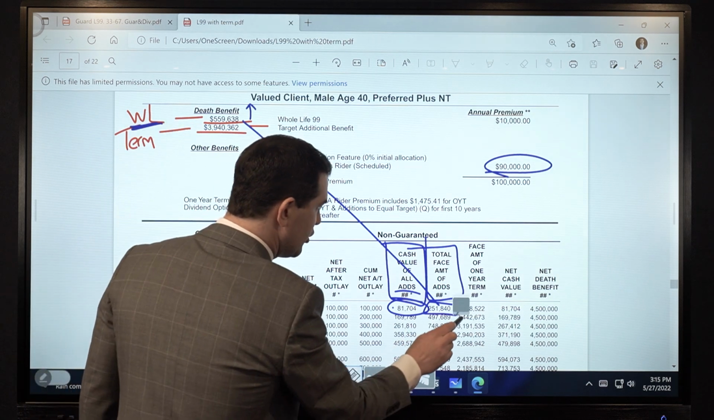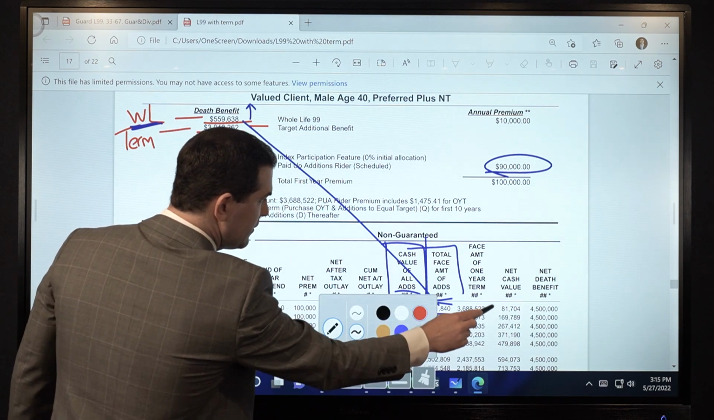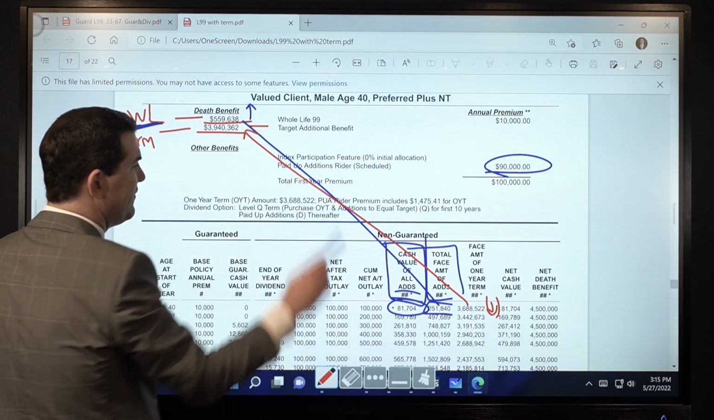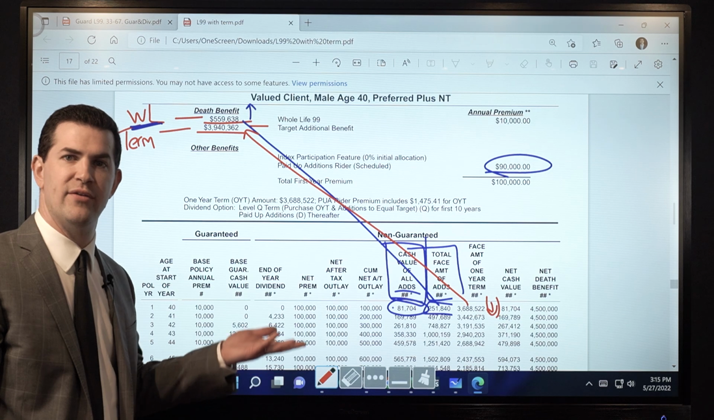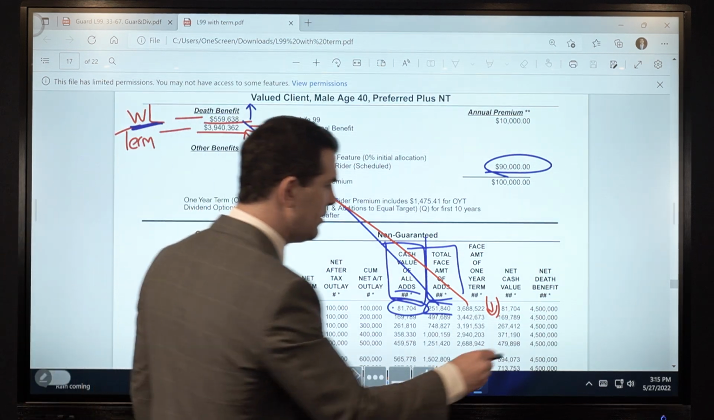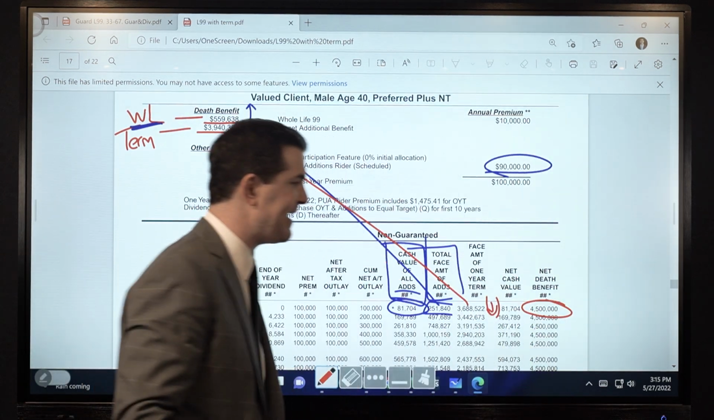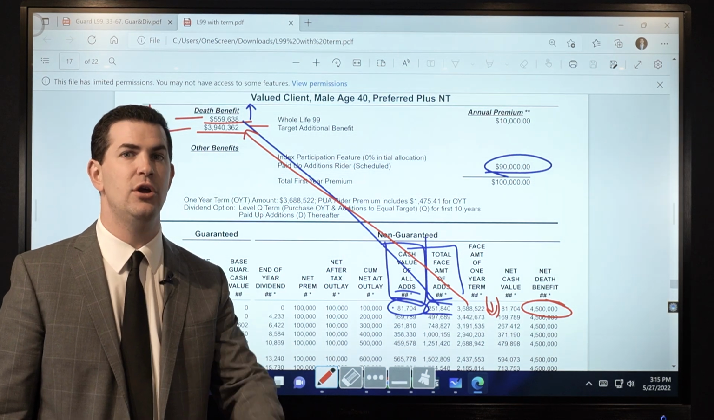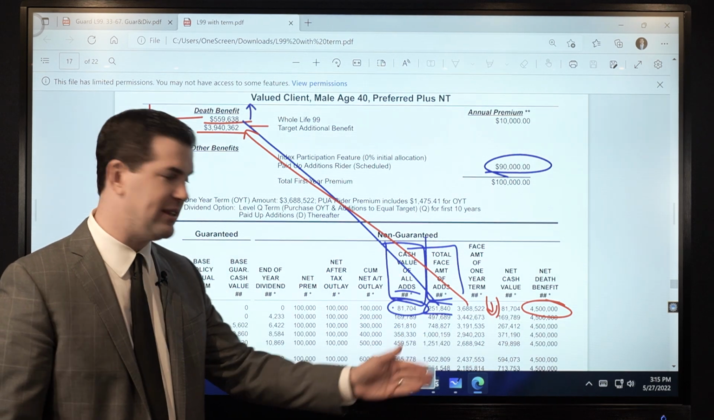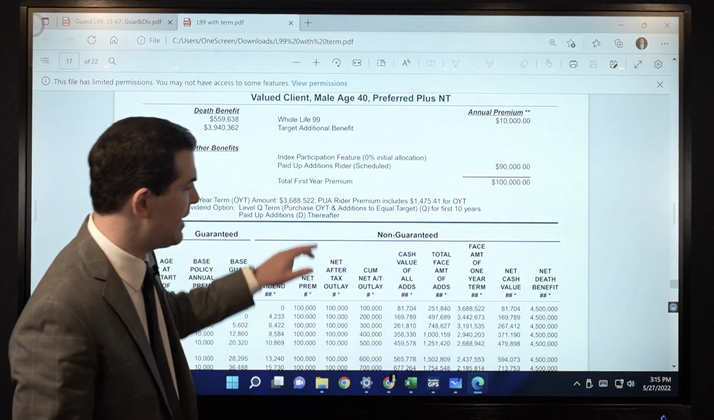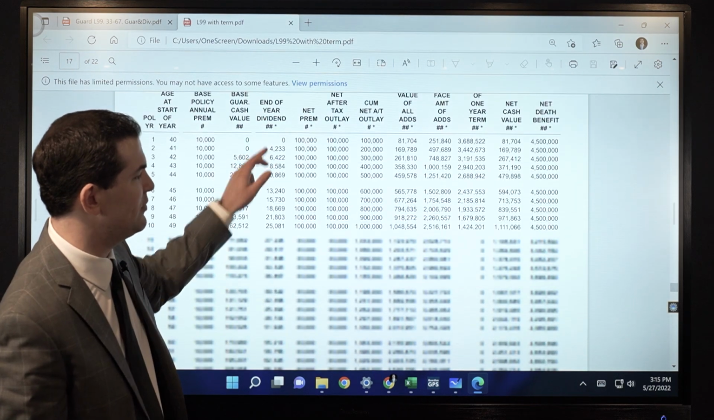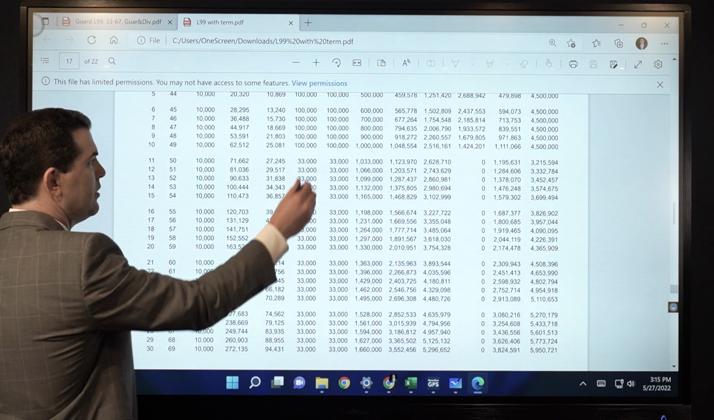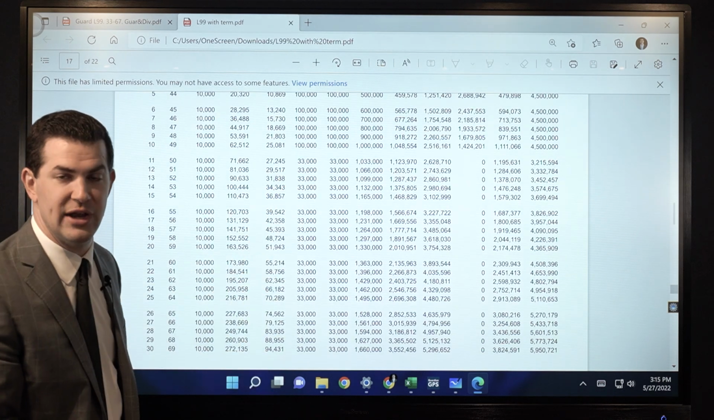And then the term insurance here decreases by the amount the whole life increased by. As the whole life goes up, the term comes down, keeping the net death benefit the same until it A, naturally expires, or B, we remove it, like we did in year 10. And then from year 10 onward, once the term is gone, we've got a $10,000 base premium each year, but we're still paying $33,000 per year.